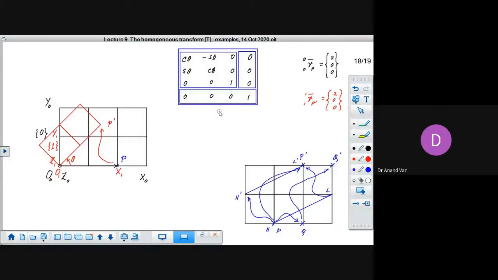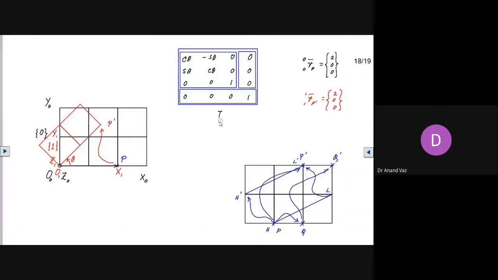If we operate this transformation matrix on this vector, what is this vector? It is 2, 0, 0, 1. What are we going to get? We will get 2 cos theta plus 0 plus 0 plus 0. That is 2 cos theta.